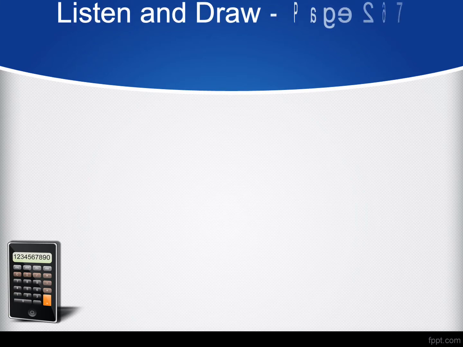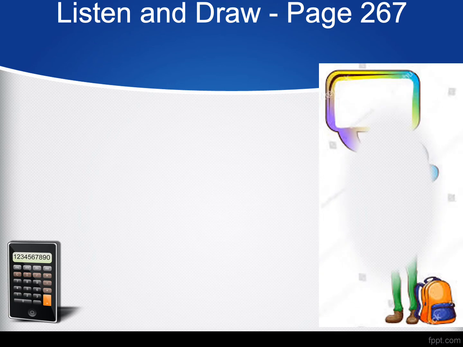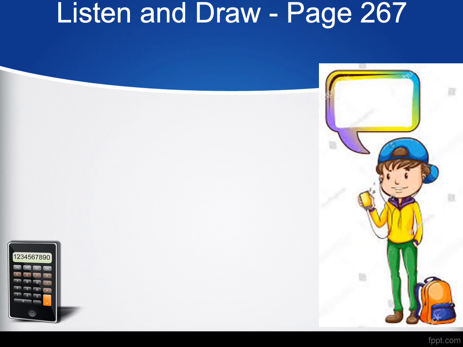Now let's look at an example of listen and draw on page number 267. So there is this boy. What is his name? His name is Jason. Jason scored 35 points in one game and 47 points in another game. How many points did Jason score? So we have to find the total number of points that Jason scored.